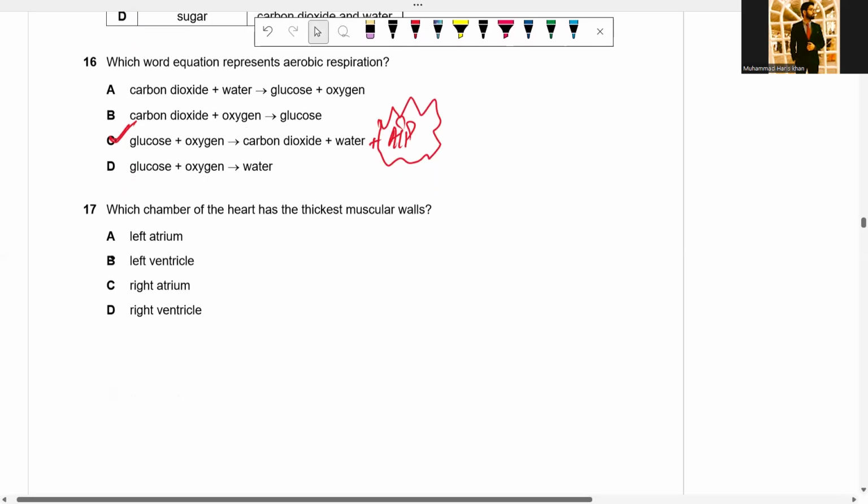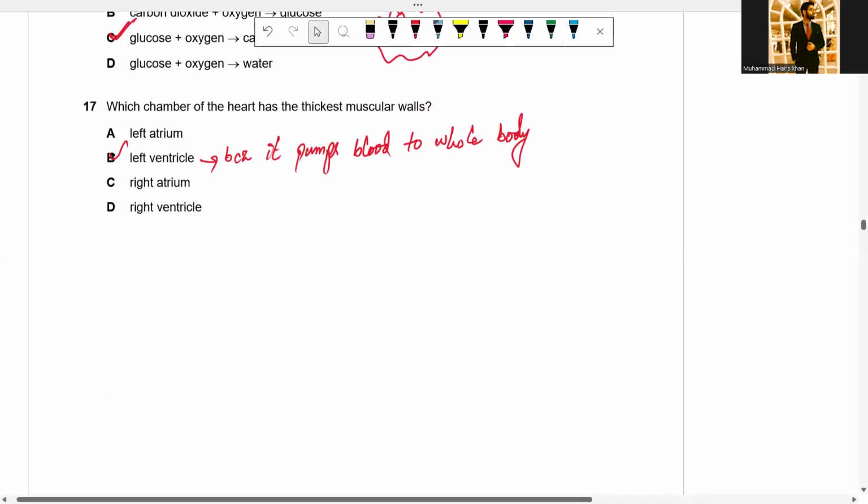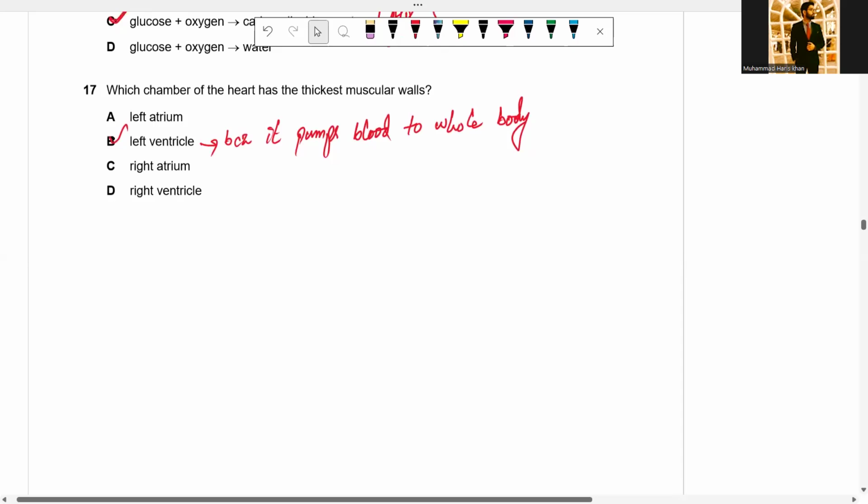Question number 17: which chamber of the heart has the thickest muscular walls? The answer will be left ventricle, because it pumps blood to the whole body to provide oxygen to every cell of the body.